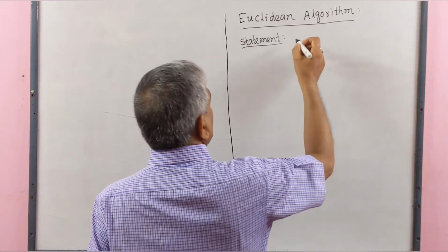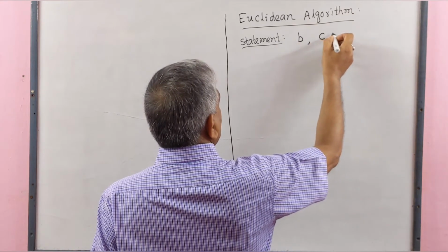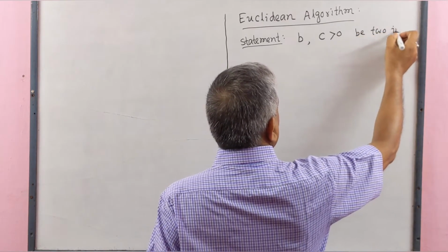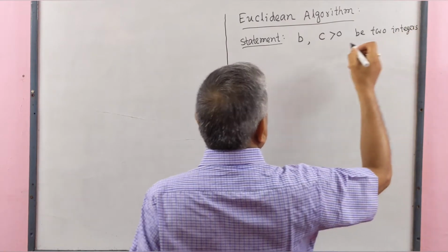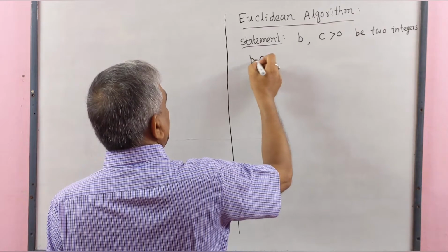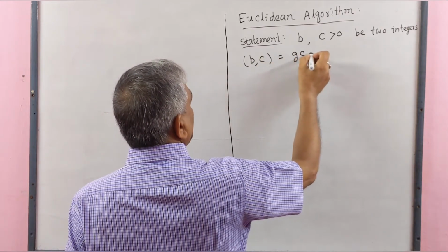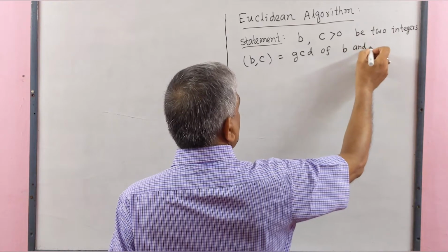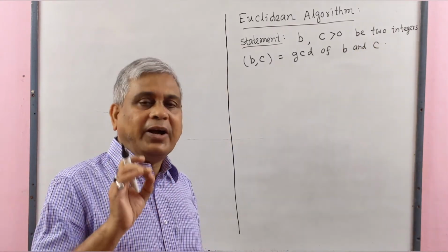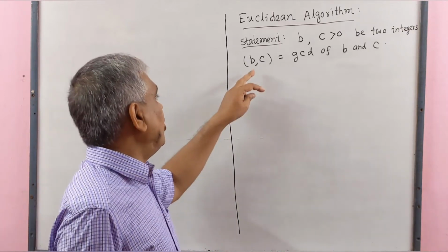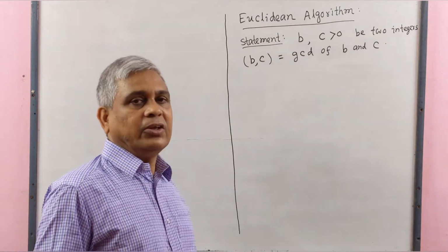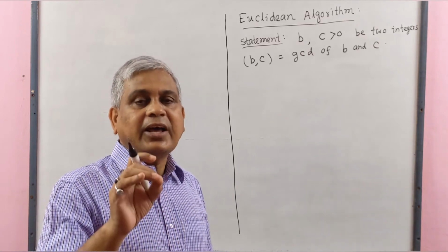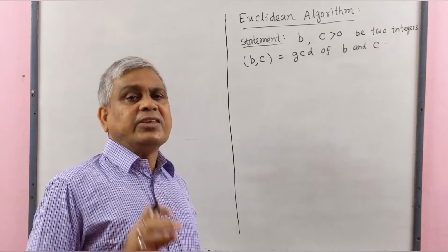Statement: let B and C greater than 0 be two integers, and let d equal the GCD of integers B and C. We may find the GCD of integers B and C with repeated application of the division algorithm in series.